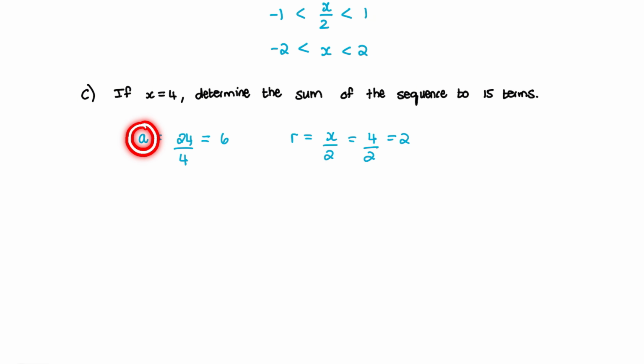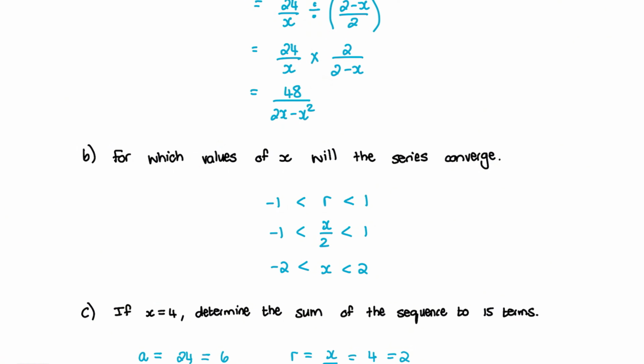So the a value is 24 over x, and x is now 4. So therefore the first term is 6. And the ratio was x over 2, so therefore the ratio is equal to 2. And we want to find the sum to the 15th term. So we can't use this previous answer of the sum to infinity.